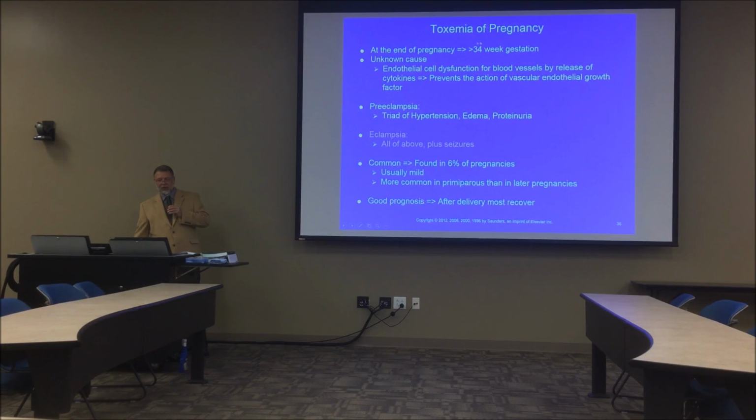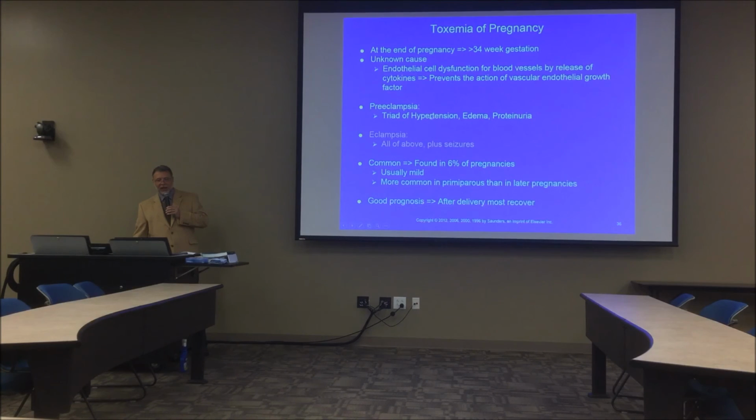Finally, toxemia or eclampsia of pregnancy has to do with three things: hypertension, edema, and presence of protein in the urine, proteinuria. This typically will happen after week 34 of gestation. Nobody really knows the cause, but it has to do with some release of cytokines as the best explanation of this.